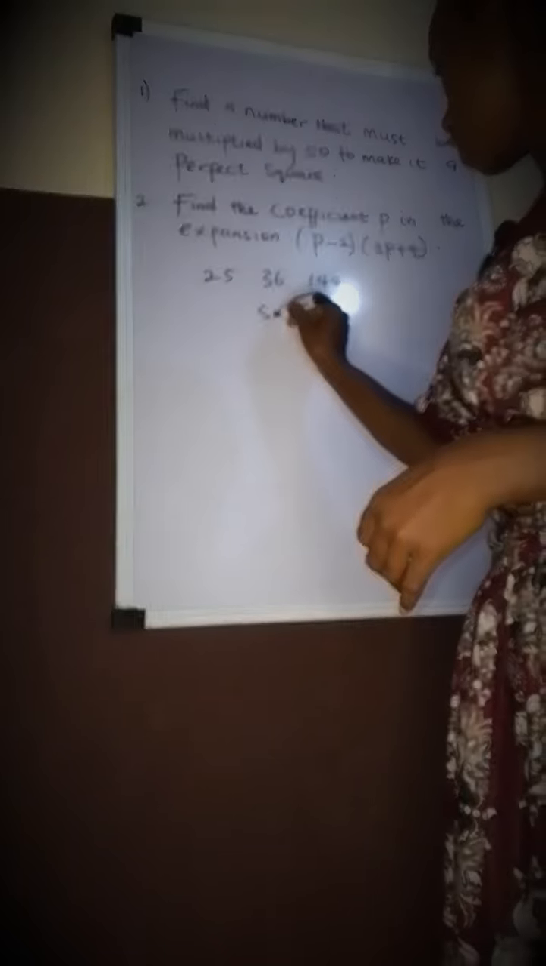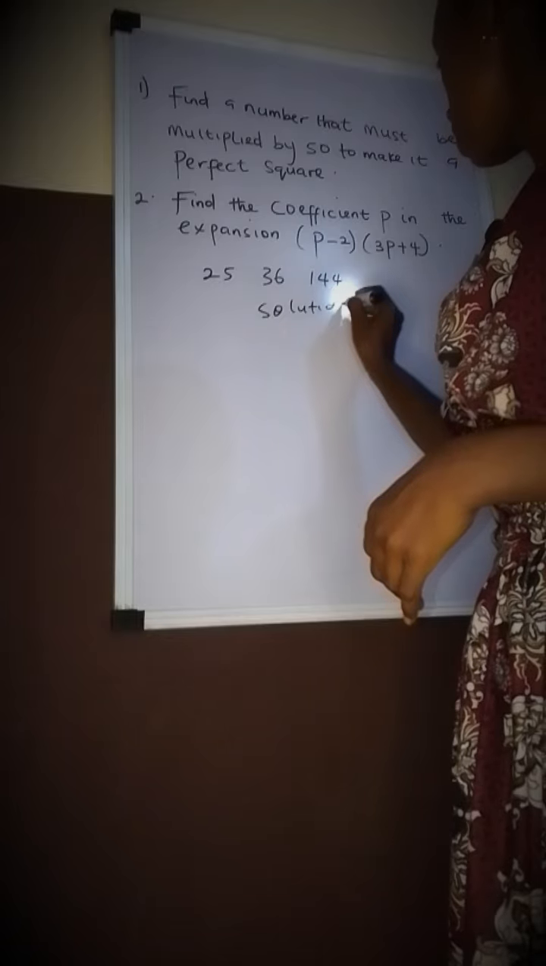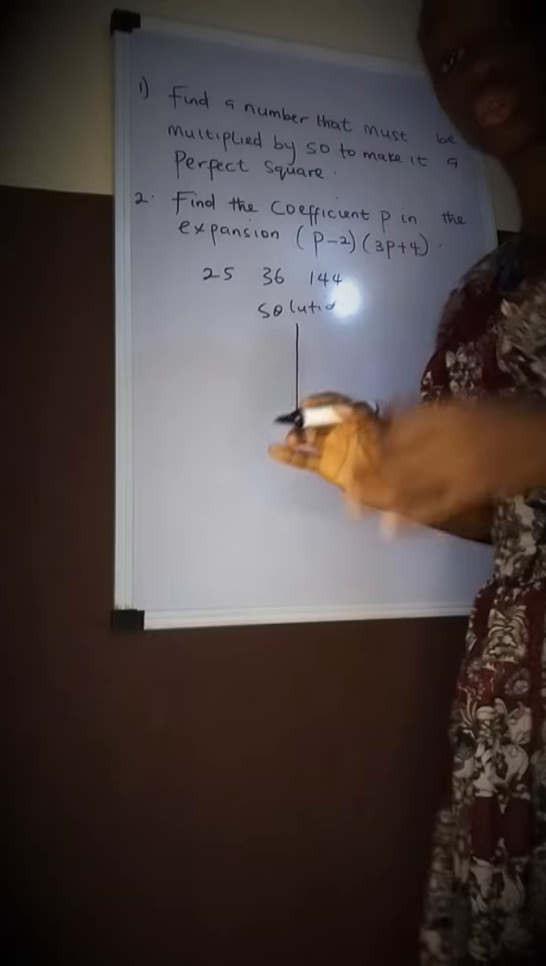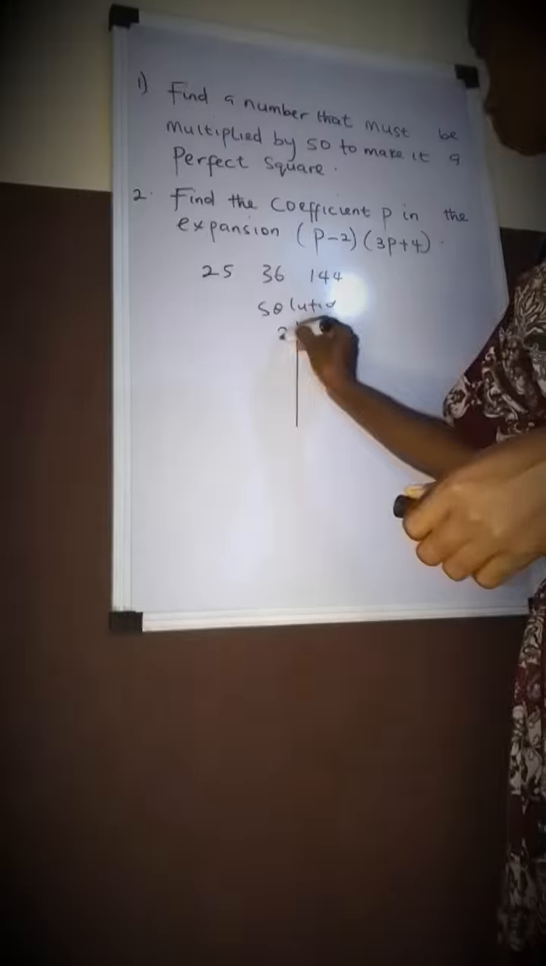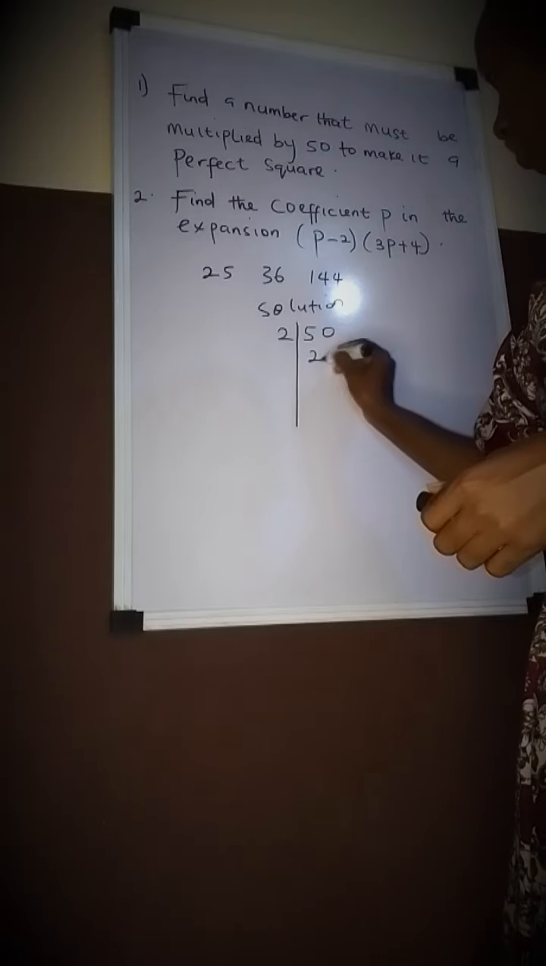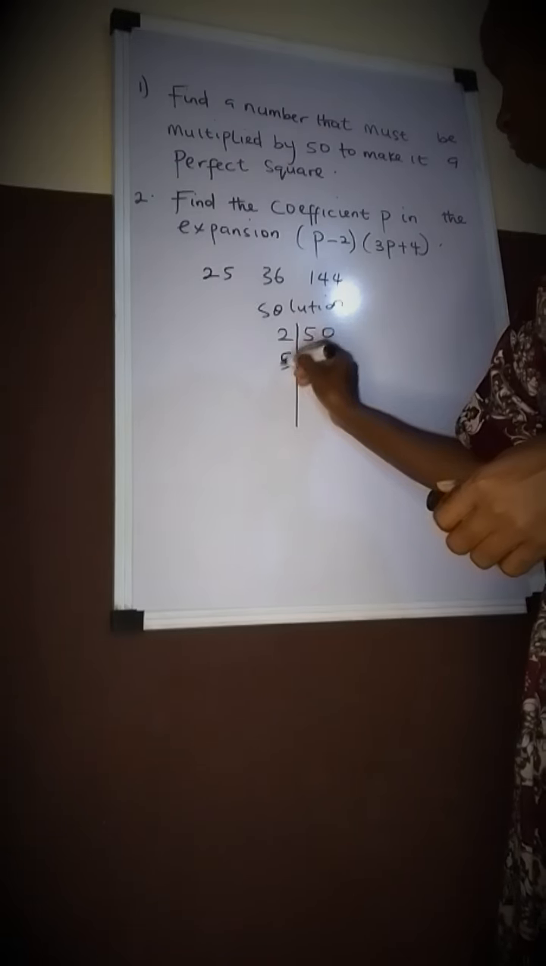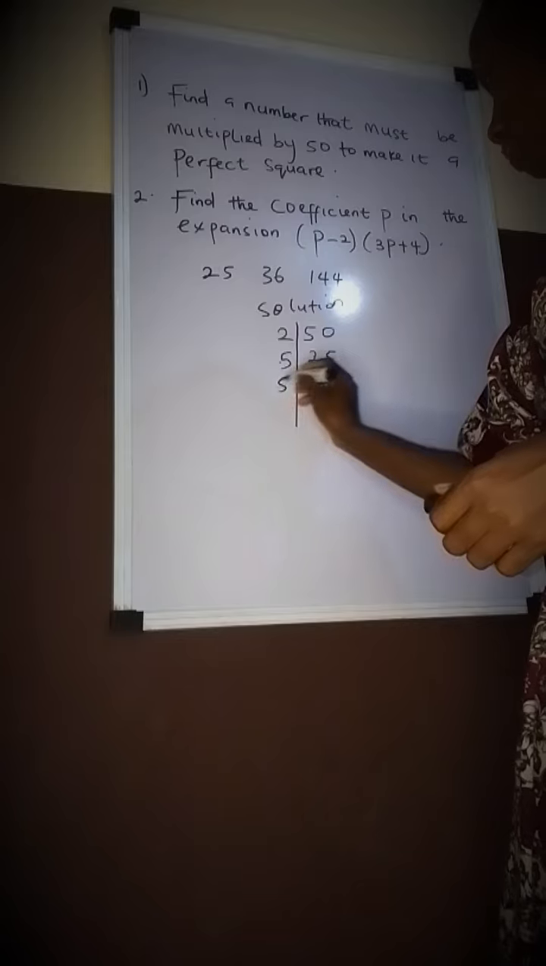So in order to find that number, we're going to solve it this way. Solution. We're going to solve it the exact way we are solving the square root, because a perfect square is also the same thing as the square root. So you have 2 divided to give us 25. 5 here will give us 5. And 5 here will give us 1.